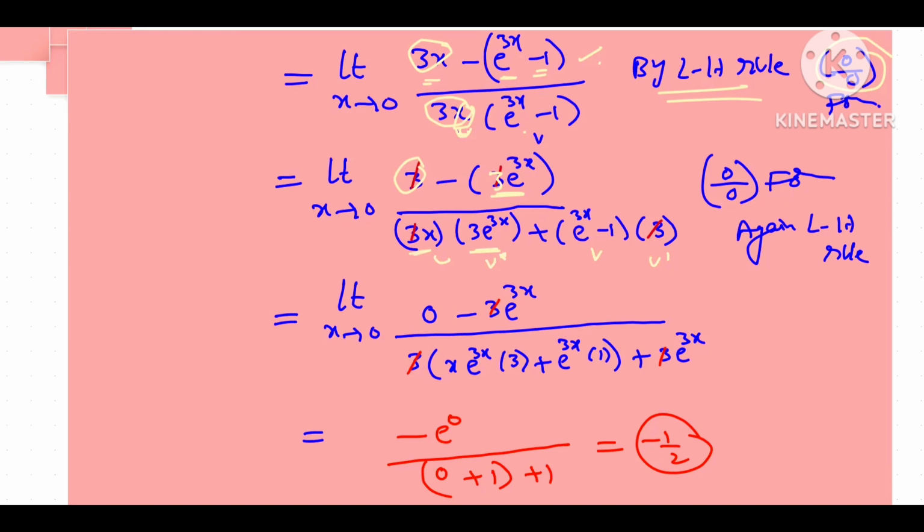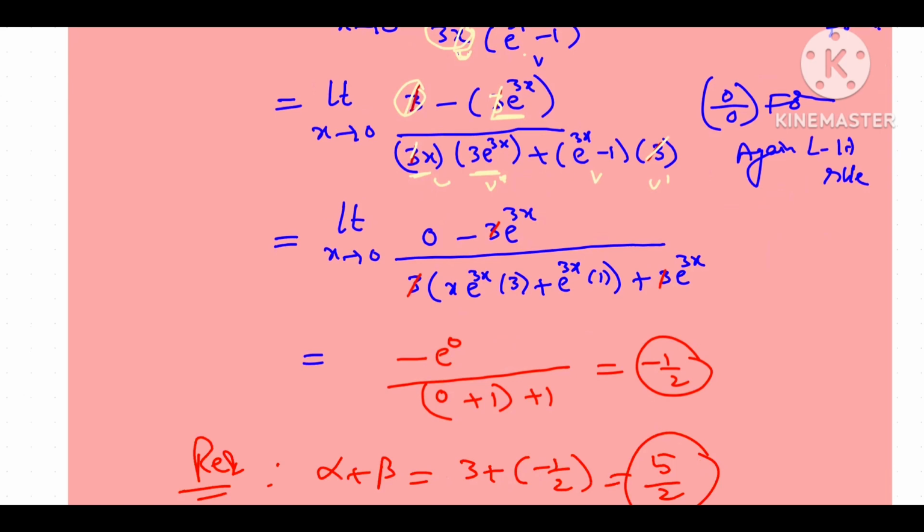Okay, again, explain here: 3 cancelled. After taking 3 common, it is cancelled in the numerator as well as the denominator. Now substitute 0 in the expression, what is the form? 0 by 0 form. Again you should use the LH rule. What we get here, this is 1 here.